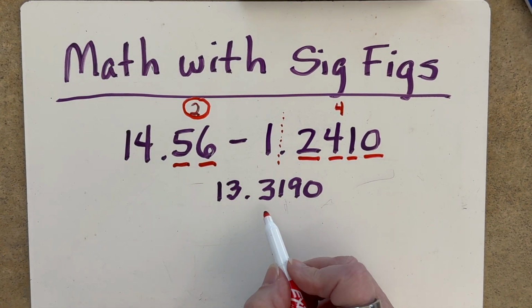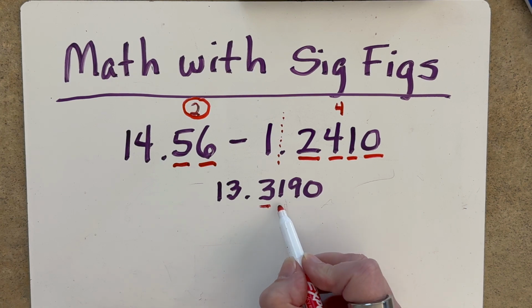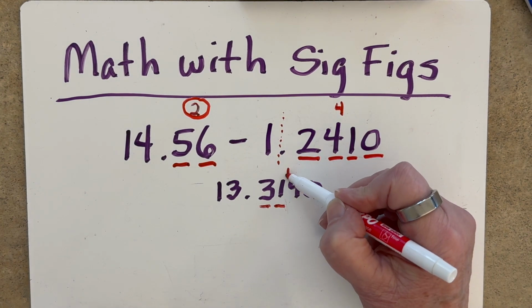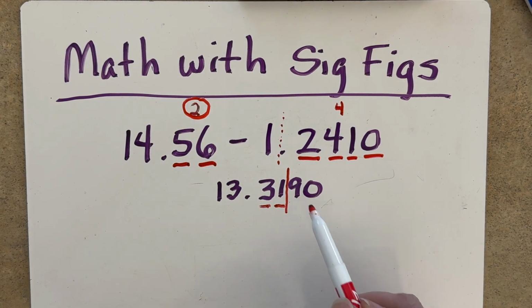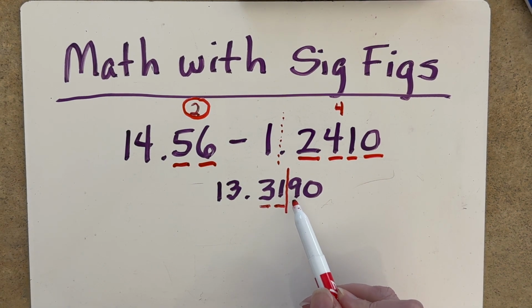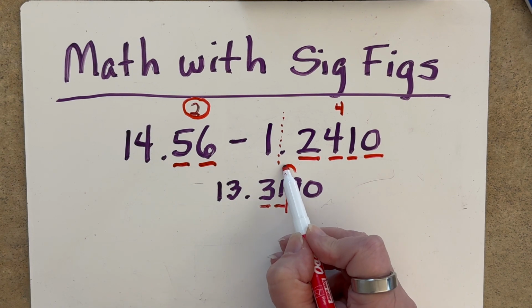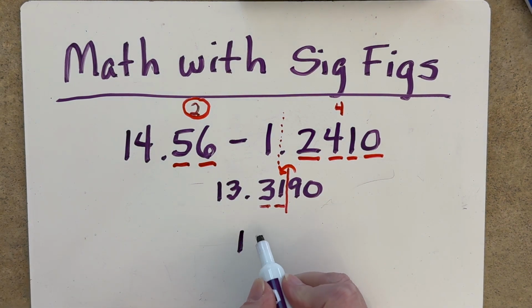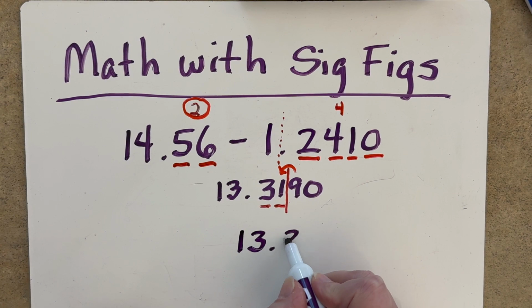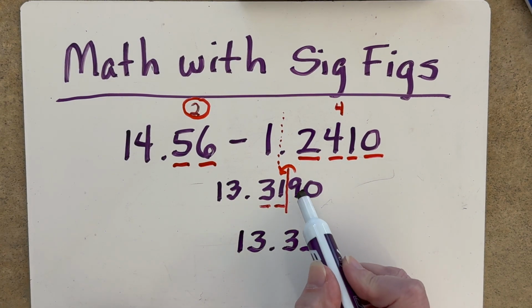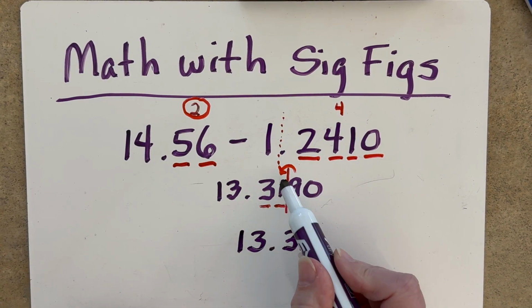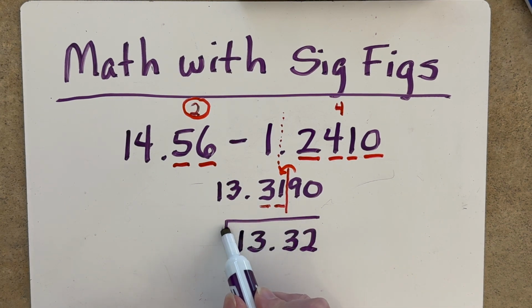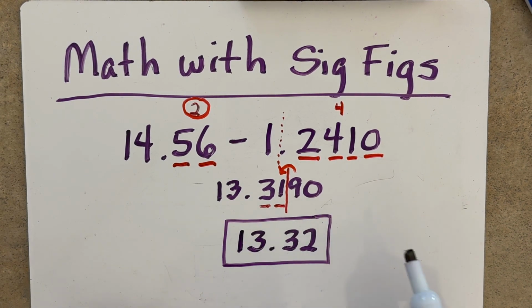So ignore to the left of the decimal. We're going to keep 1, 2 places, and we're going to cut this off. But since this is a 9, if it's 5 or higher, we are going to round up the last digit that we're keeping. So our final answer would be 13.32, because this 9 that we're cutting off, we round up that 1 to a 2. You just go up one digit in the last place you're keeping.